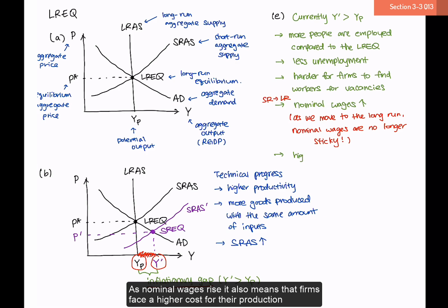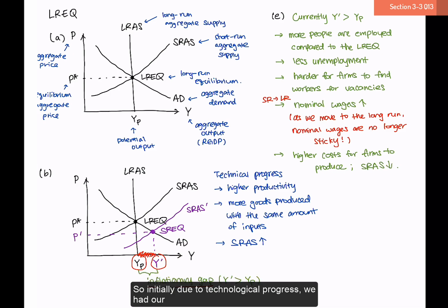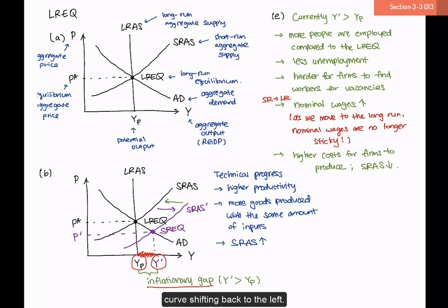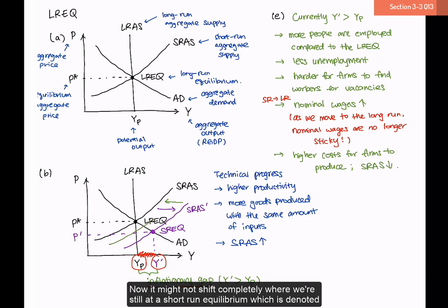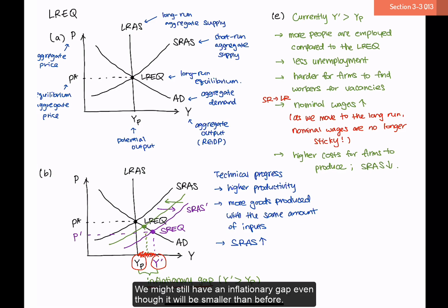So as nominal wages rise, it also means that firms face a higher cost for their production because they need to pay more for their workers, which means the short-run aggregate supply will fall. So initially, due to technological progress, we had our short-run aggregate supply curve shift to the right, to the purple line. But as we move towards the long run, we are going to see our short-run aggregate supply curve shifting back to the left side. Now, it might not shift completely where we're still at a short-run equilibrium, which is denoted by the green line and the green dot. We might still have an inflationary gap, even though it will be smaller than before.